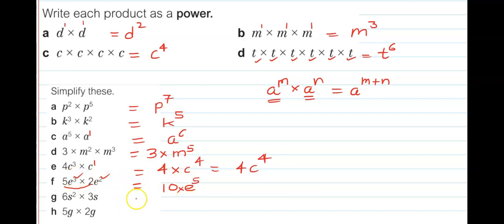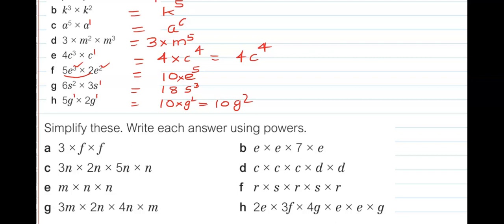Now, here it is 6. 6 times 3 is 18. S2 and it is 1. So it will be S3. 18 S3. Now 5 times 2 is 10 and G 1 here and 1 here. You can add the power, so it will be 10 times G2, or if you want you can write down 10 G2. Both are same. Is it okay? Now there's another set of questions here, and please pause the video and have a go.